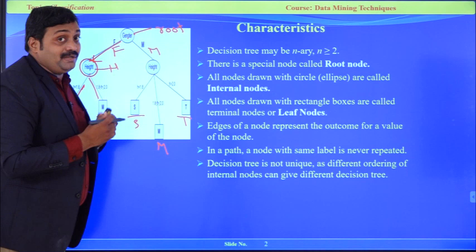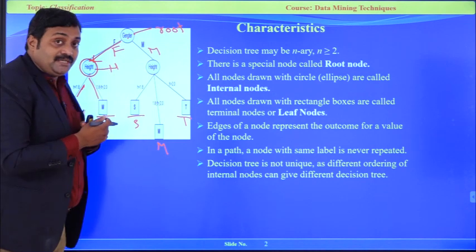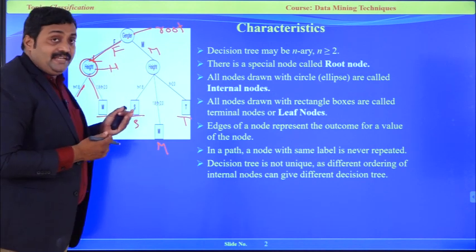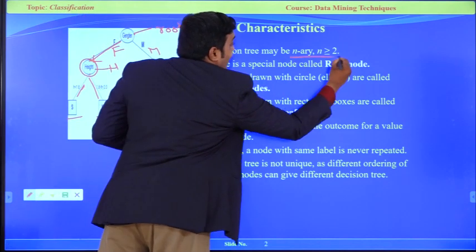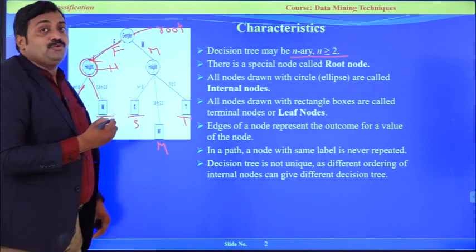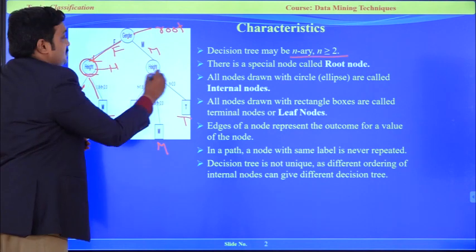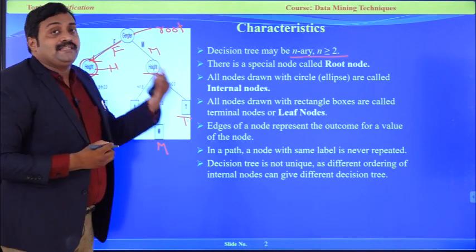Here, what are the properties of a decision tree based on the information from the definition? The decision tree has a branching factor n greater than or equal to 2, that is, a minimum of 2 children, and more than that.